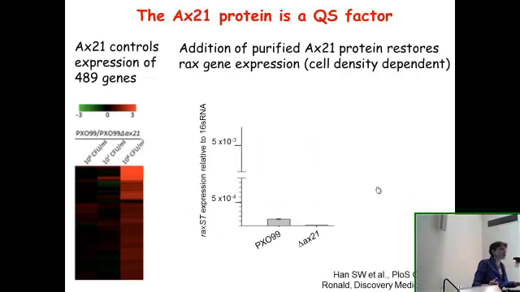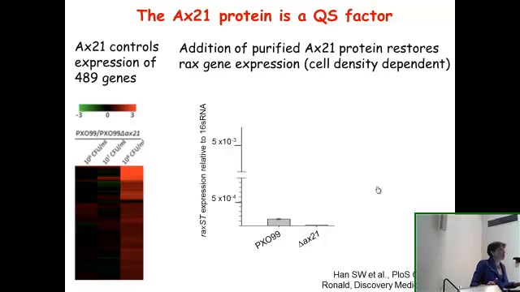So we carried out a classic experiment. We took our mutant lacking AX21, we compared it to the wild type, and we looked at different cell densities, and indeed AX21 controlled expression of nearly 500 genes.